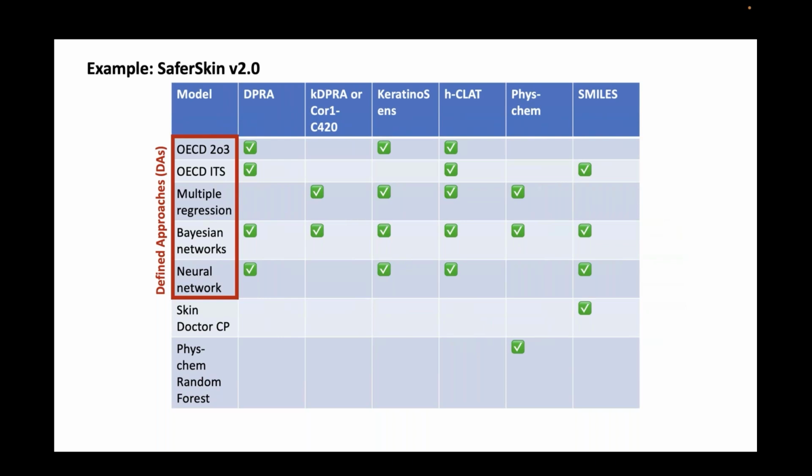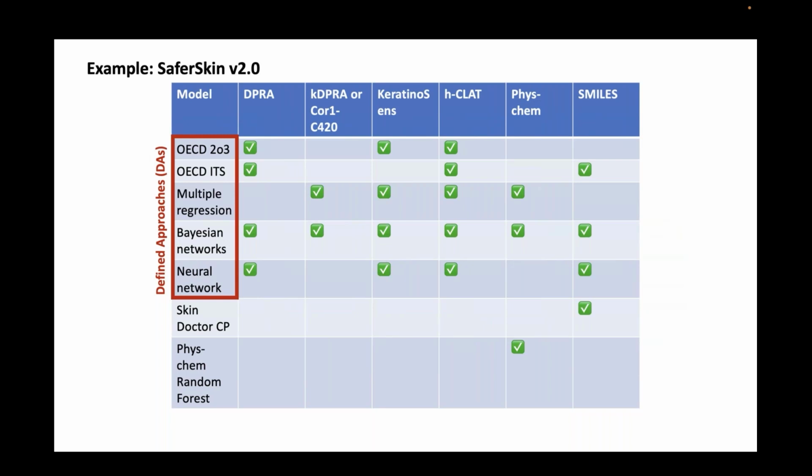The Bayesian network basically takes all of these parameters, and as I said, the advantage is that you can provide only a subset of them if you have just some of them, and you will still get some outcome with maybe a weaker confidence in the prediction. And the neural network is based again on the DPRA, KeratinoSens, h-CLAT, and also an in silico tool such as TIMES or ToxAlert. So you also need to know the chemical structure.